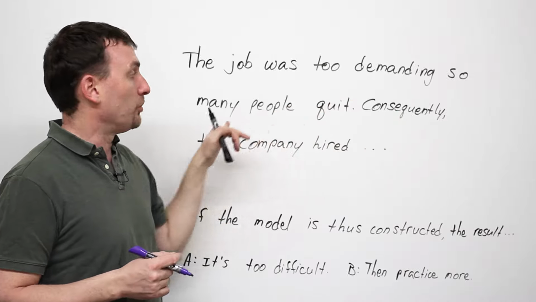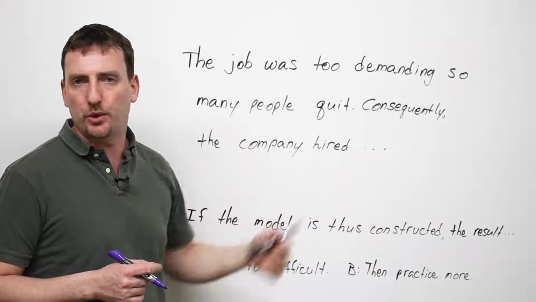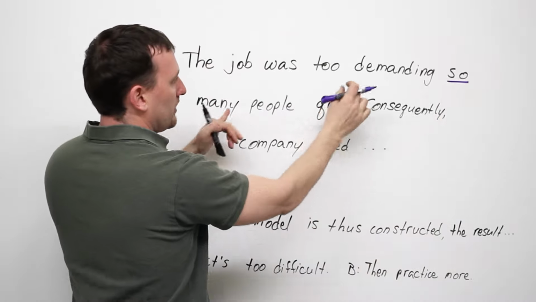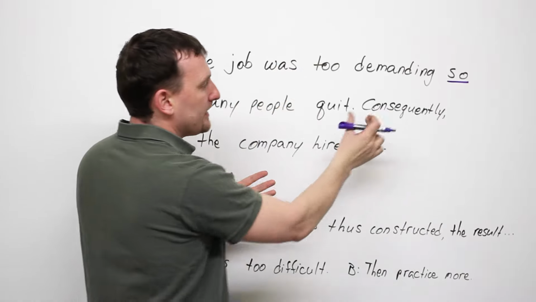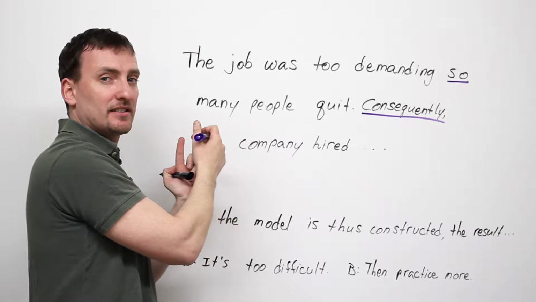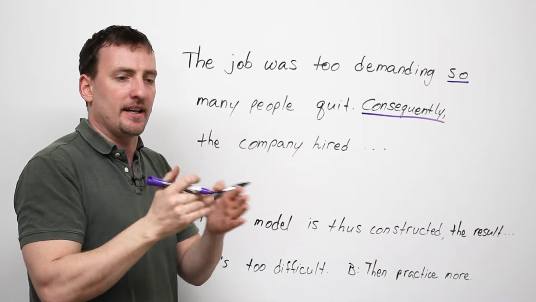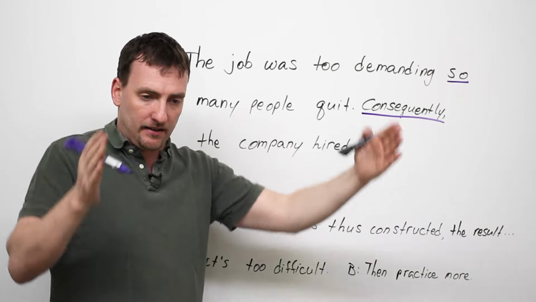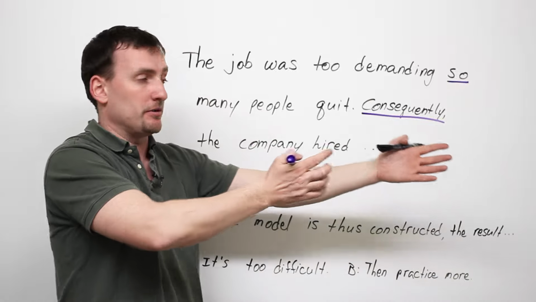The job was too demanding, so many people quit. Consequently, the company hired new employees. So this "so" shows the connection between these two ideas within one sentence. And then the next sentence shows the consequence of the last sentence. Okay? So don't be afraid to mix them up. You can have more than one idea. One situation resulted in another situation. The entire situation resulted in a whole other consequence, for example, right?